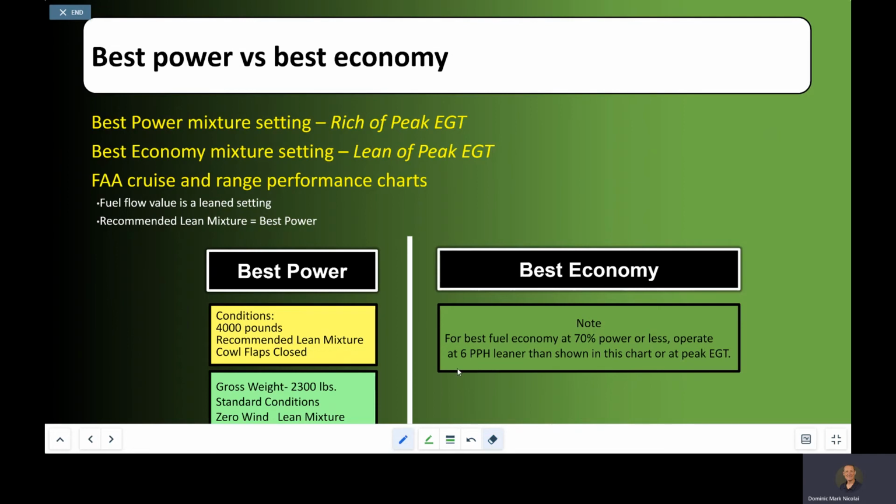Otherwise, for best economy, they will have a note on there that states to operate the aircraft at 6 pounds per hour leaner than the best power fuel flow setting on the chart. So whatever number you find on the chart, you subtract off 6 pounds per hour.